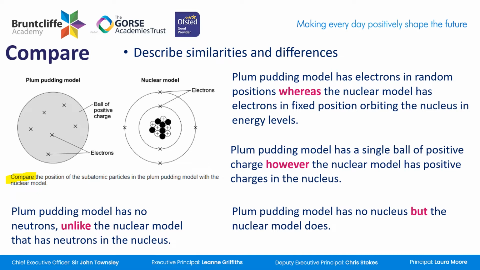When I am describing similarities and differences, I am not listing them. I am not listing what the plum pudding model has and has not. I am not listing what the nuclear model has and has not. I am taking something that I can see in both and I am comparing them using connectives such as but, however, whereas, or unlike. It is very important that we do this in full sentences, that we simply do not list. It is a describe the similarities and differences between both of them in a comparative statement.